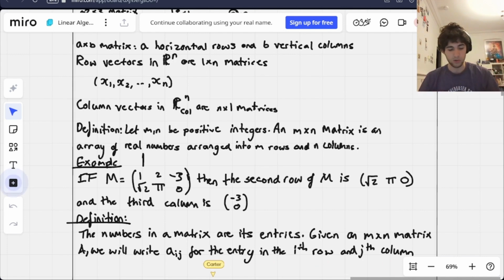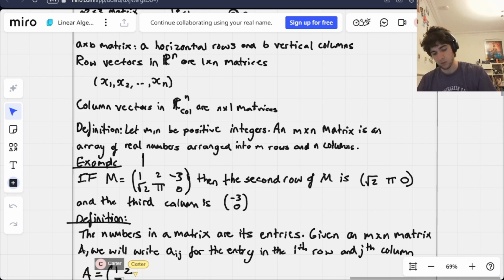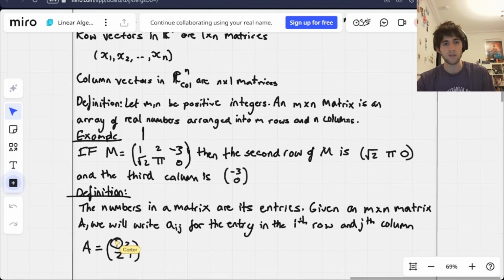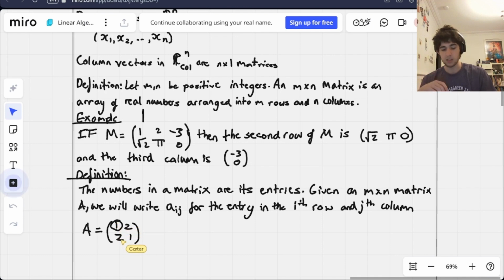So, for example, if I give you the matrix A equal to 1, 2, 2, 1, then this element up here is associated to the first row and the first column, but this element down here is associated to the second row and the first column. And so, because these matrices are two-dimensional, there's nothing else we need to specify. To pinpoint a unique element, we only need to specify the row that it's in and the column that it's in. Simple as that. And so we can denote these entries as a_ij, where i is the row of the entry and j is the column.